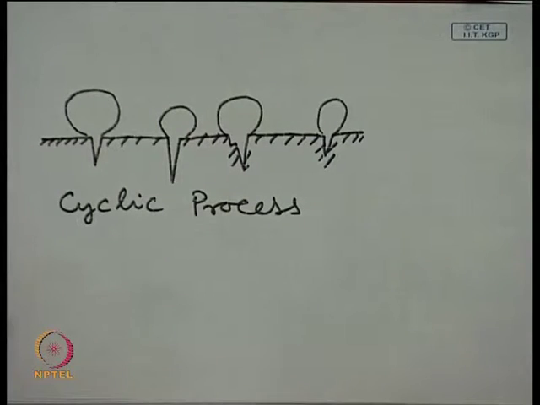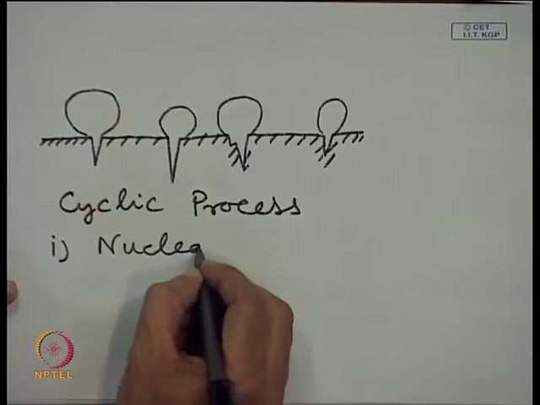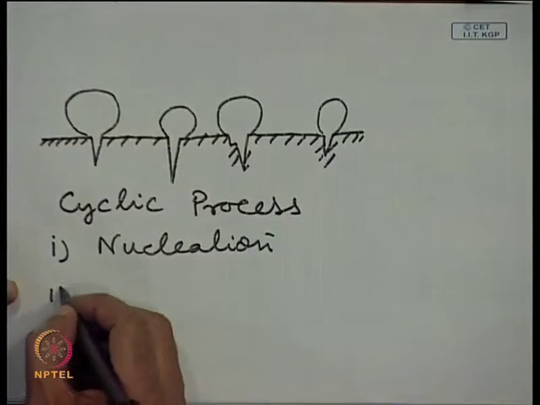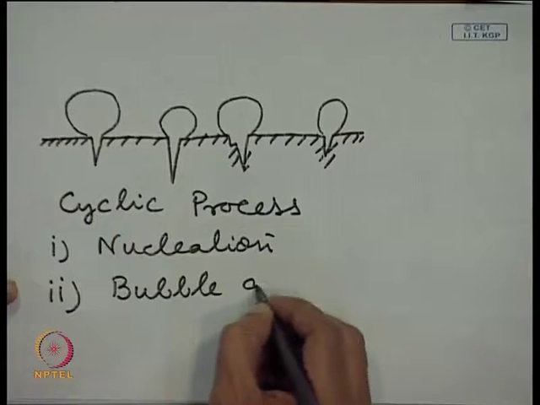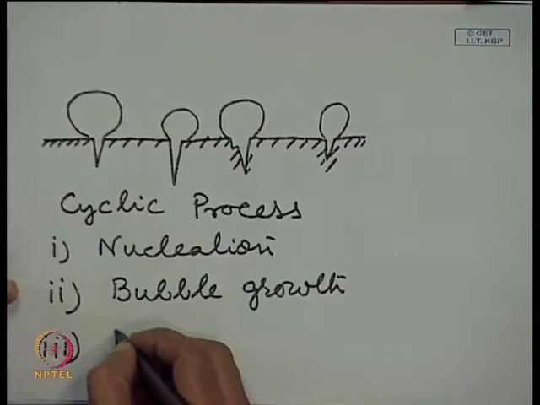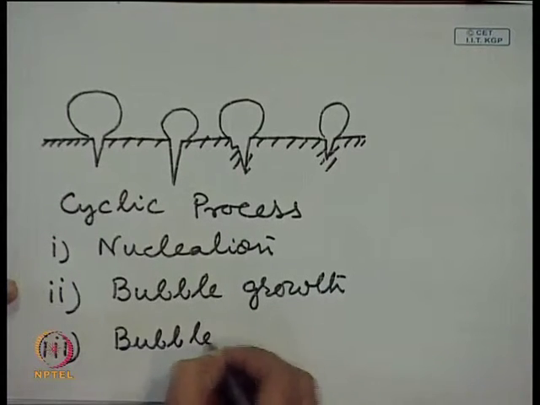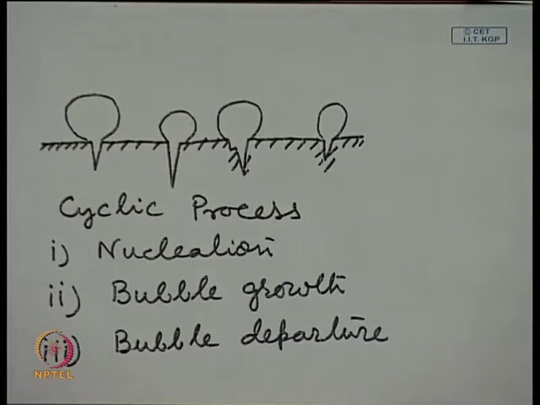So, what is the cyclic process? What are the components of the cyclic process? First is nucleation, then the second one is bubble growth, and the third one is bubble departure. So, these three processes will take place over and over. Once it nucleates, then we will see a growth, which also follows a pattern that we will discuss, and then it will depart.